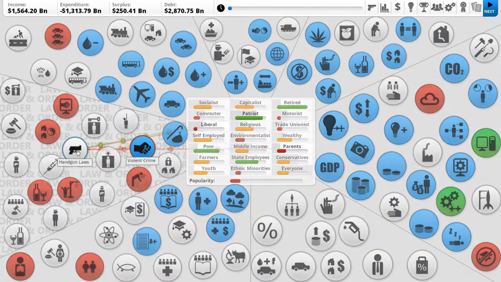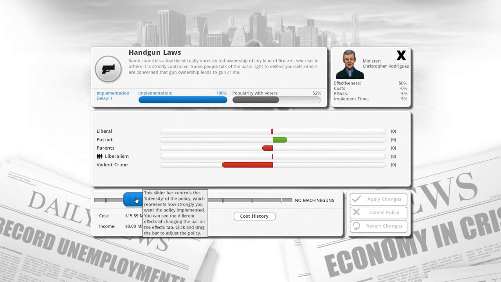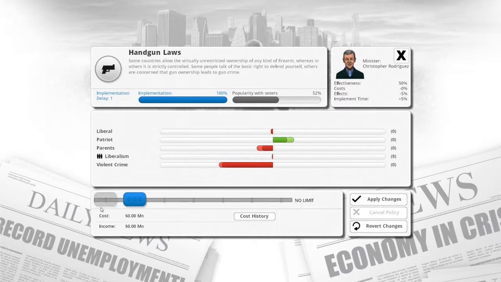Another thing is gun laws, okay? By the way, I'm not using political capital. It would be considerably more challenging if you were using political capital. But I'm going to change it from no machine guns, which is what it is right now, to no limit. And as you can see, look what happens here.